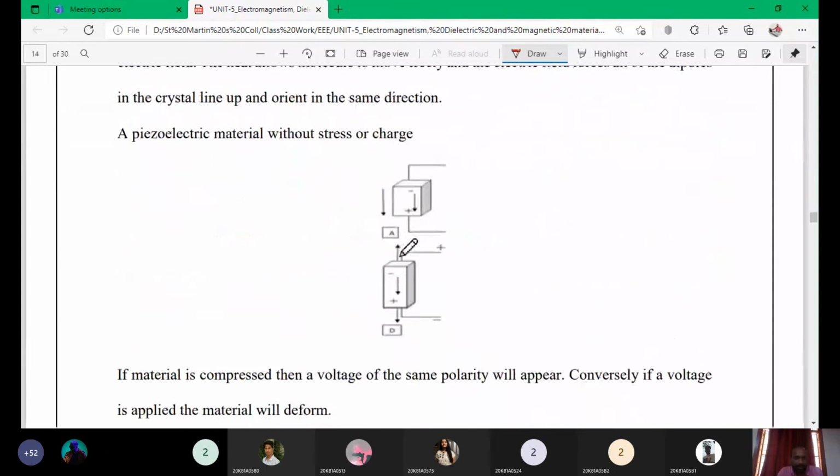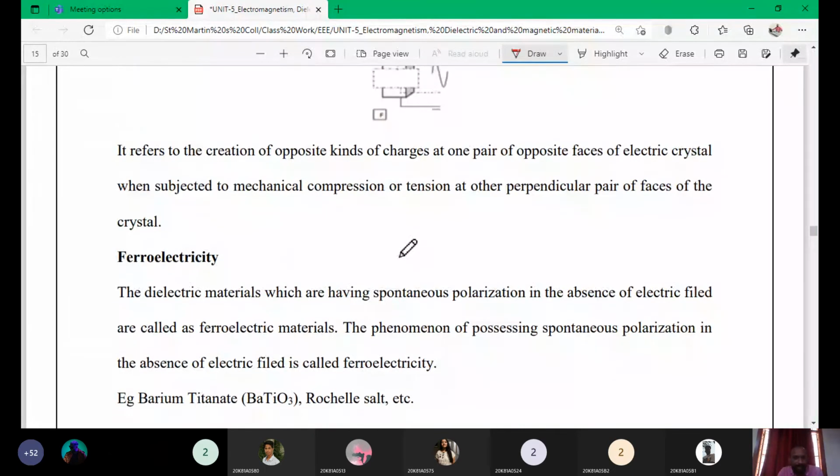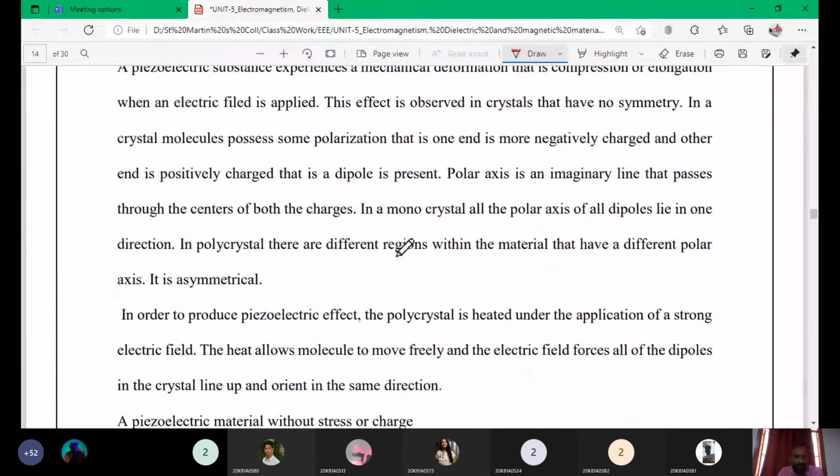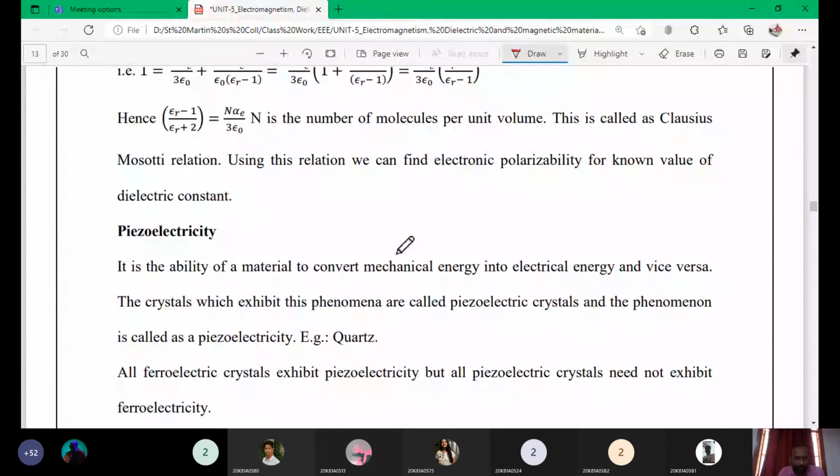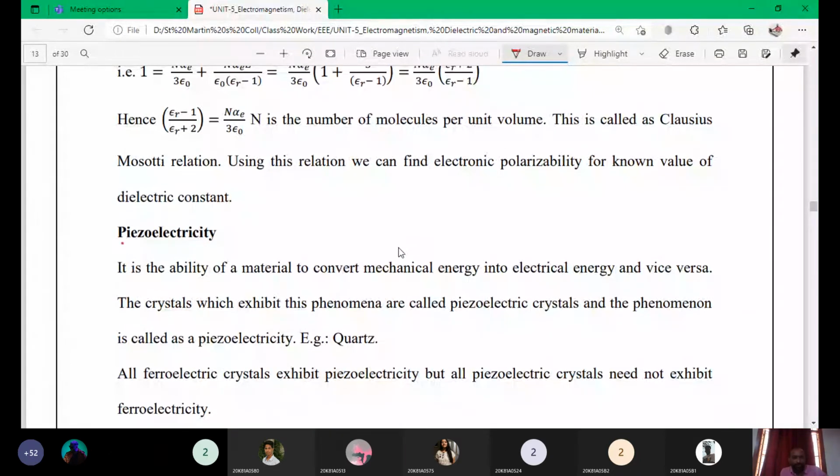Okay, we complete this piezoelectricity and ferroelectricity. These two are also important. Okay, piezoelectricity. So what does piezoelectricity mean?